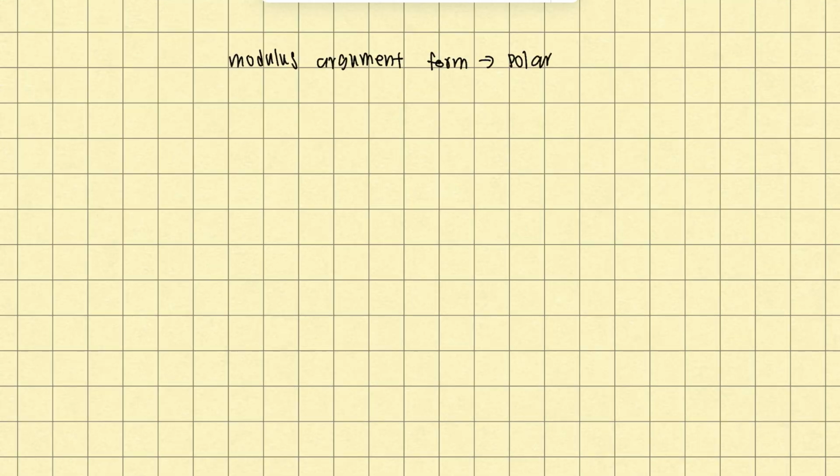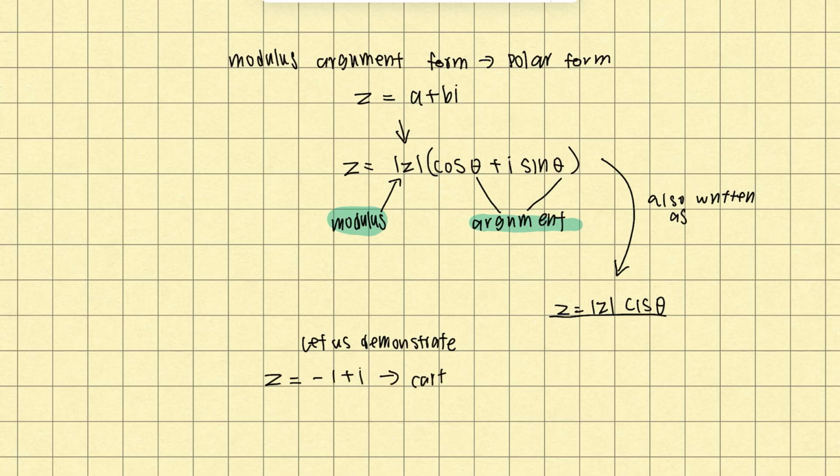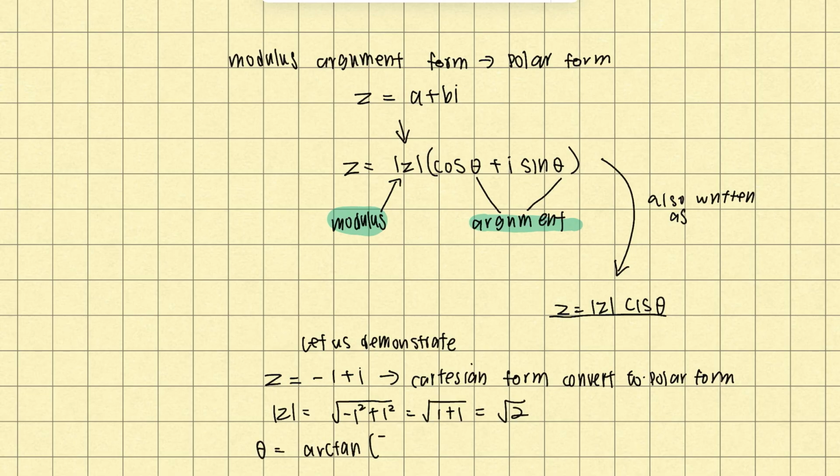So the modulus-argument form, or polar form, of a complex number is simply the modulus of the number multiplied by cosine of the argument plus sine of the argument multiplied by i. Let us demonstrate this with an example. Take the complex number z equals -1 plus i. To convert this from Cartesian form into polar form, we must find the modulus, in which we use root of -1 squared plus 1 squared equals root 1 plus 1 equals root 2. To find the argument, let's take the arctan of -1 over 1. However, since z lies in the second quadrant, we add pi radians to the result, which gives 3 pi over 4. Thus, z equals -1 plus i is equal to root 2 cis 3 pi over 4 in polar form.